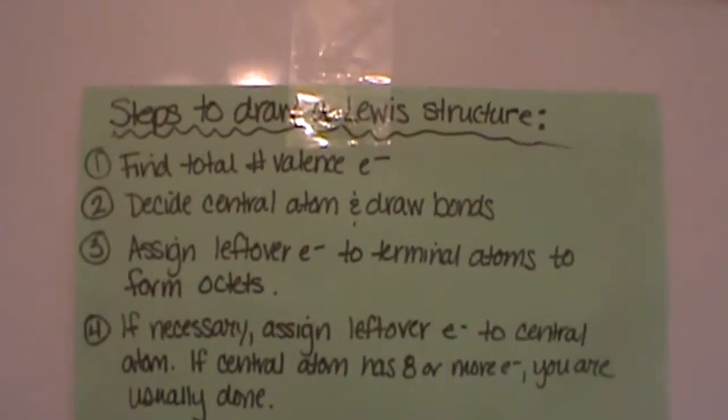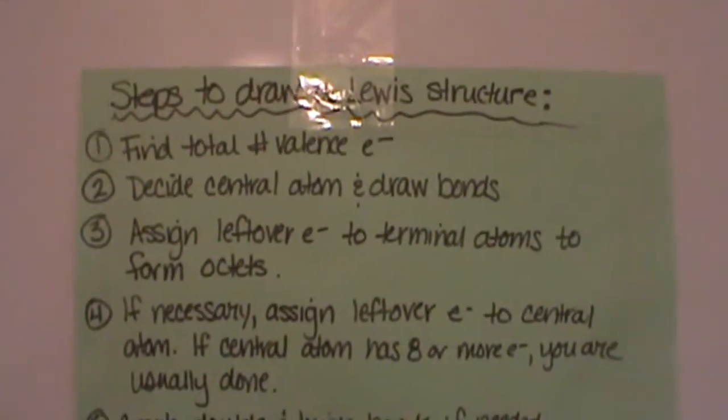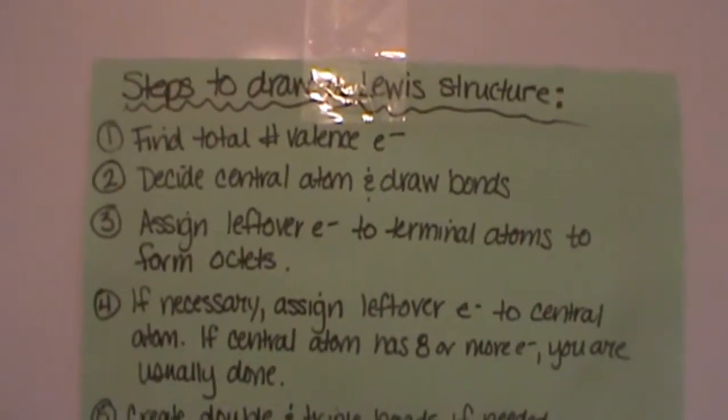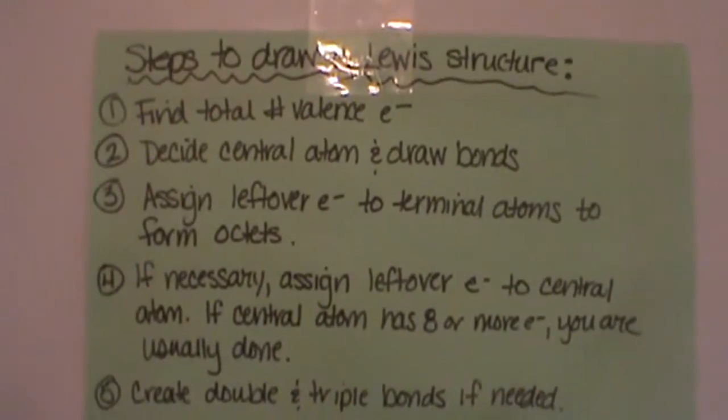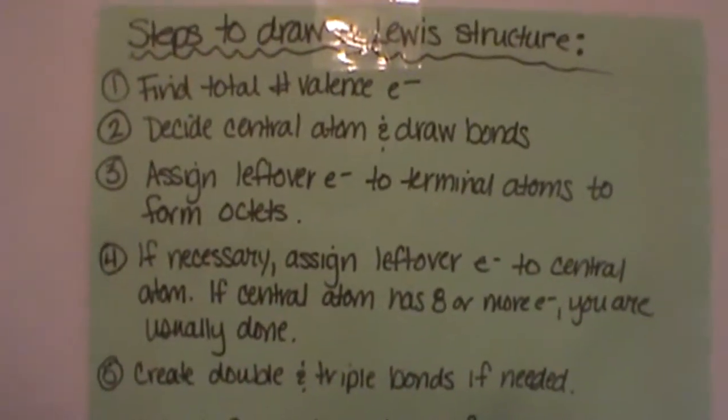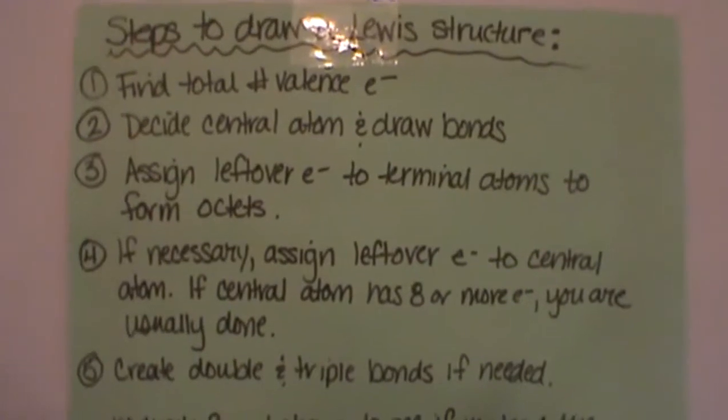Today I'm going to show you how to draw a Lewis structure. So first let's go over the steps. The first thing you want to do is find the total number of valence electrons. Then step 2 is to decide on the central atom and draw the bonds.